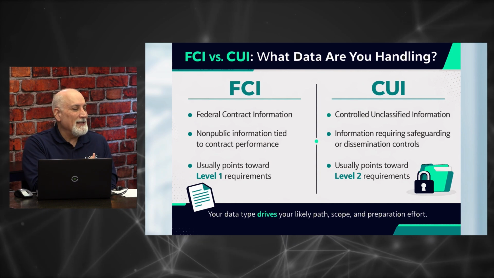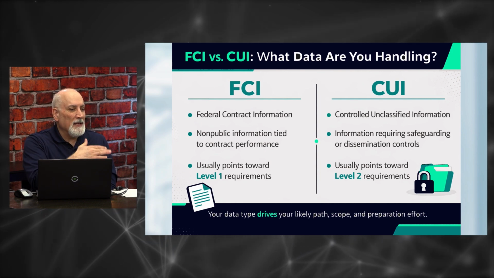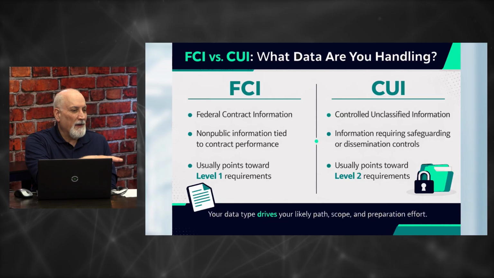It could be your pricing. So any documentation or information related to the federal contract is FCI. That would require level 1 protections. That's a much shorter list of requirements of the two. There are 17 security practices for level 1.